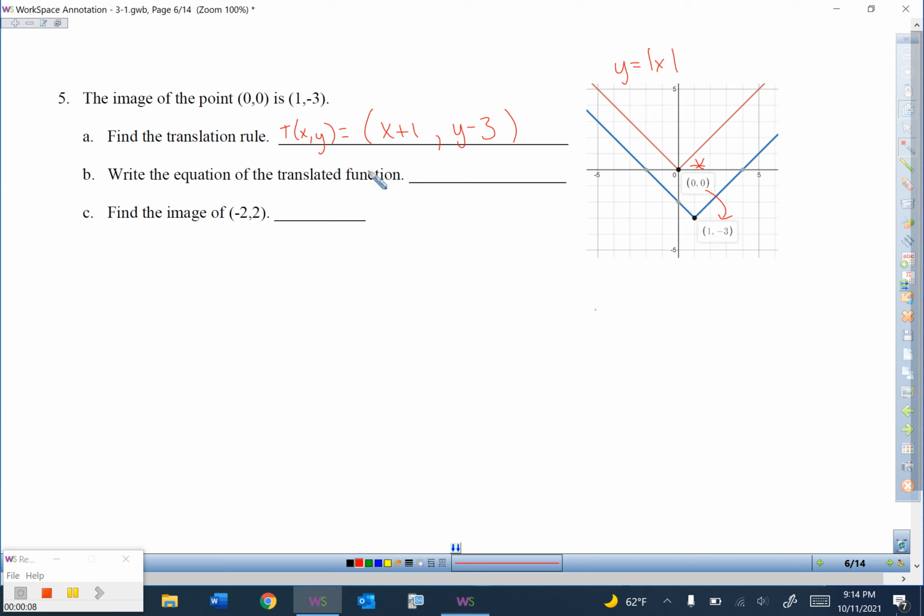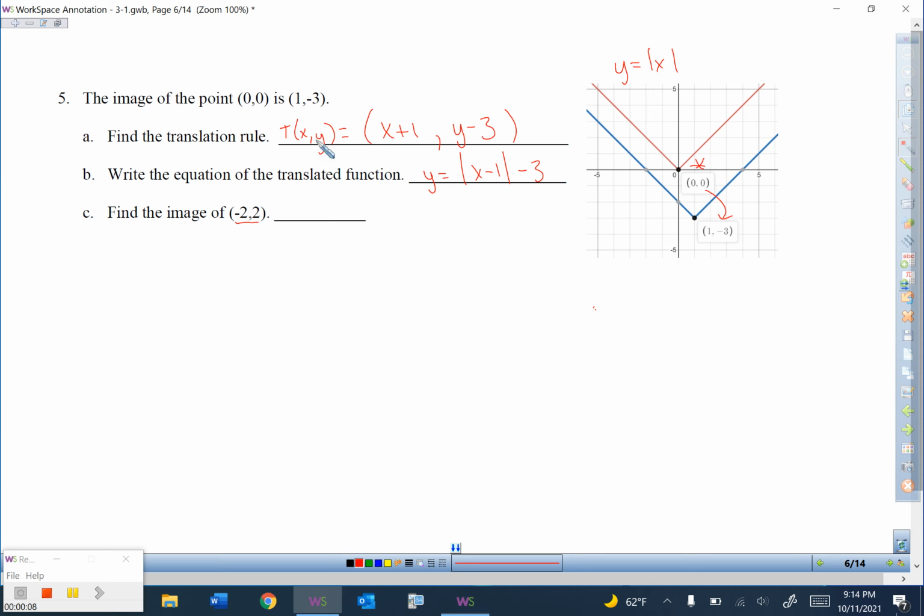Then it's in our parent function that that first part actually switches. So we've got y equals, and inside it'll be x minus 1, and then our minus 3 on the end. Okay, this definitely says go to the right one from what you learned last year, and we've got that happening on our graph. Then it wants us to find the image of this point.